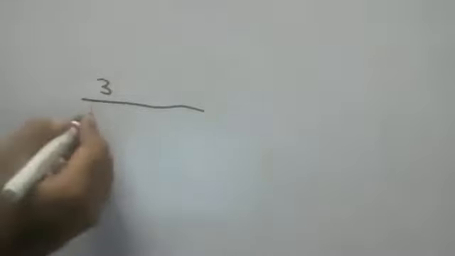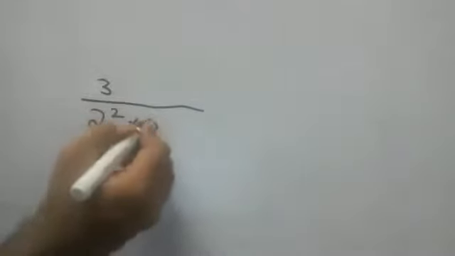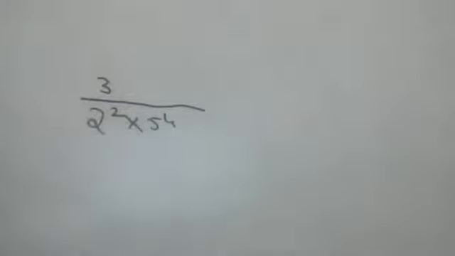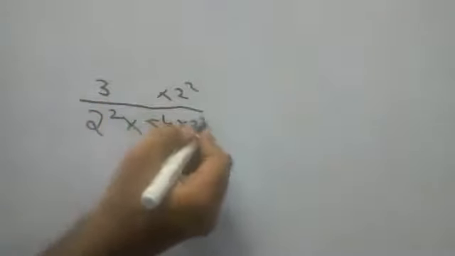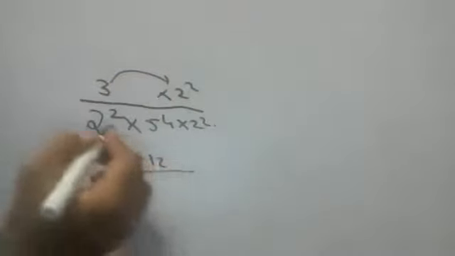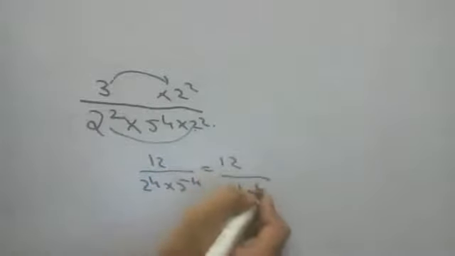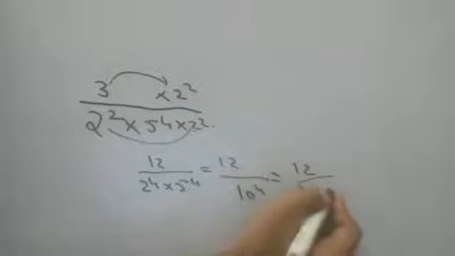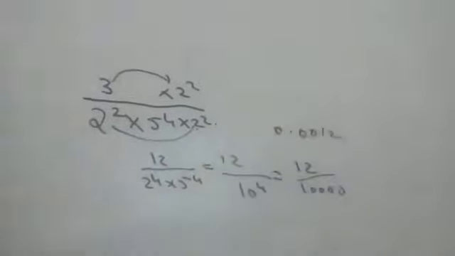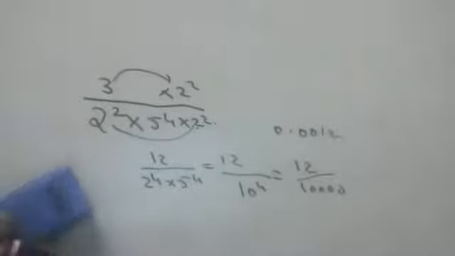Now question comes like this. Suppose children you have like this 3 by 2 to the power of 2 into 5 to the power of 4. Okay, 5 to the power of 4. Can anyone say we should multiply and divide with what number? 2 to the power of 2. Very great. 2 to the power of 2 and 2 to the power of 2. 3 4s are 12 by 2 to the power of 4, 5 to the power of 4, 12 by 10 to the power of 4, 0.0012 like this. Okay children, for your understanding I am telling this one.